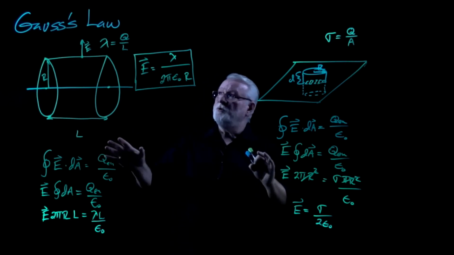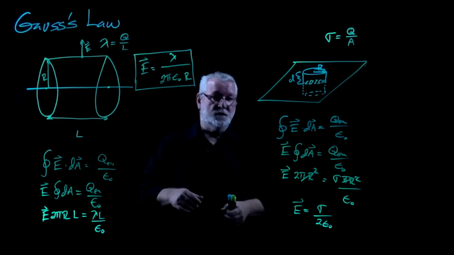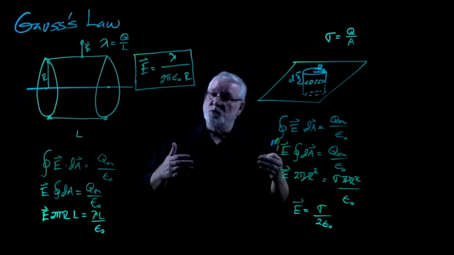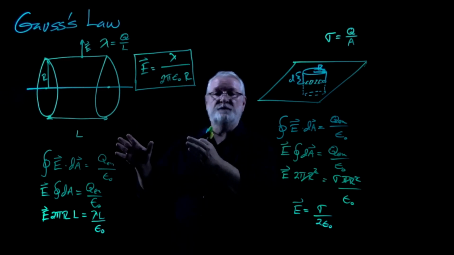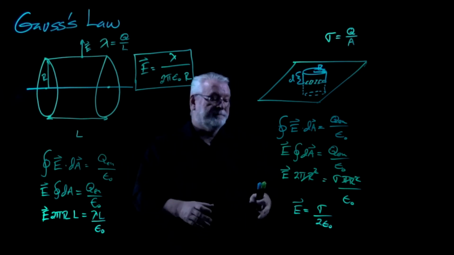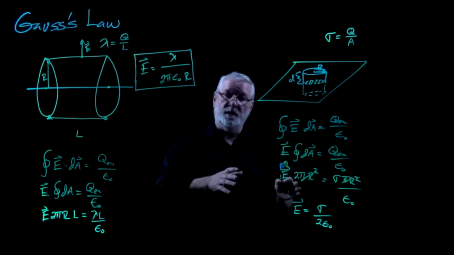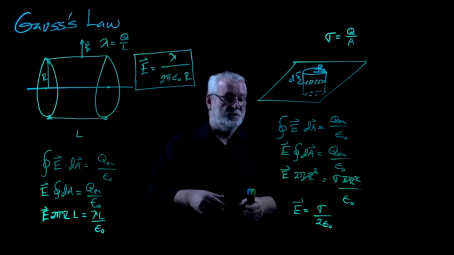So there are two applications of Gauss's law. What I would say would be the two easiest applications, and that is using a cylinder for a linear charge distribution and using a cookie cutter for a planar charge distribution.